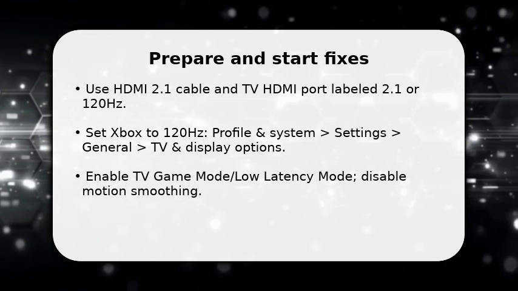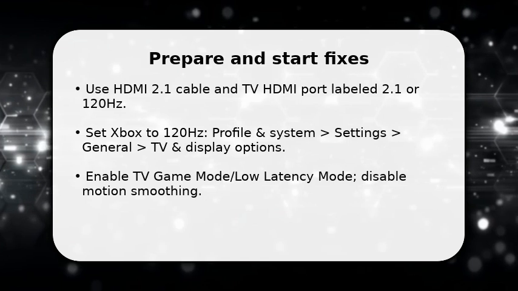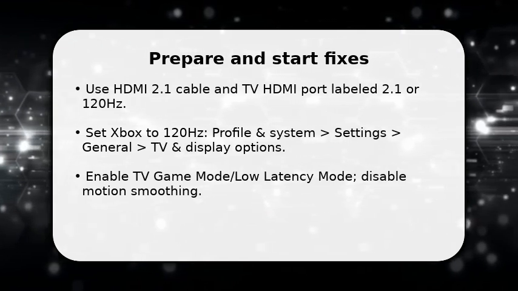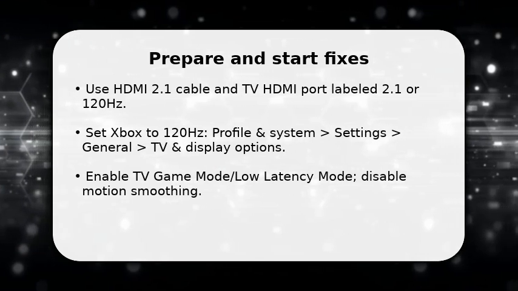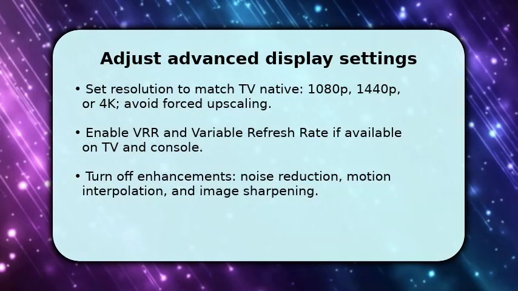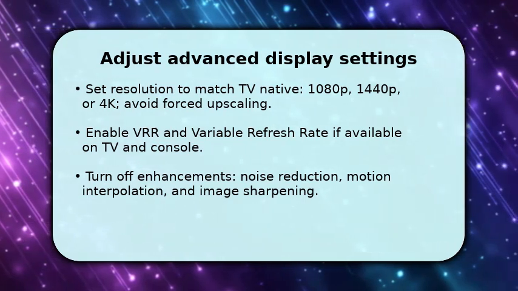On the TV, turn on Game Mode or Auto Low Latency Mode and switch off any motion smoothing or post-processing. That's the main source of delay, so remove it now and move to the next step. Once done with basics, dive into advanced settings to eliminate residual lag.